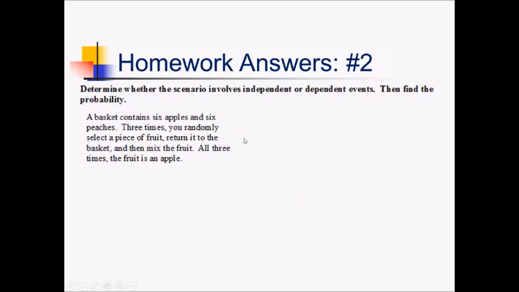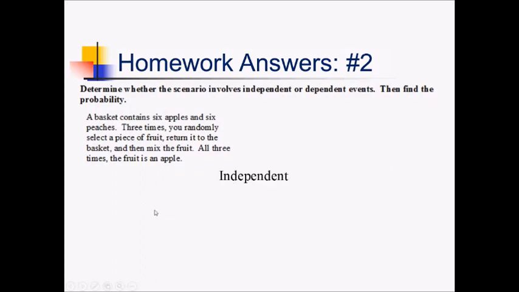For this situation, we have a basket with 6 apples and 6 peaches. And then 3 times we're randomly picking a piece of fruit, returning it, and mixing the fruit. And we want the probability, and also whether this is independent or dependent, as to whether all 3 times the fruit is an apple. So if I'm picking the fruit out and then returning it, this is the key here, returning it to the basket, then these are independent events. What I do on my first pick has nothing to do with the other picks because I'm just putting the fruit back every time I pick something. So this, again, is independent.